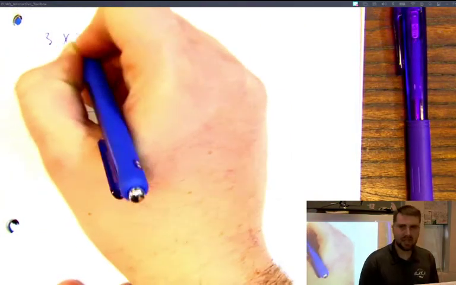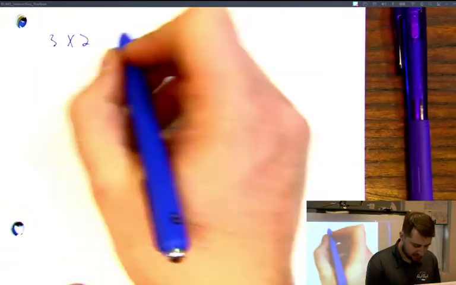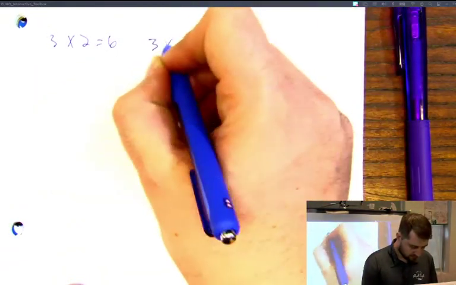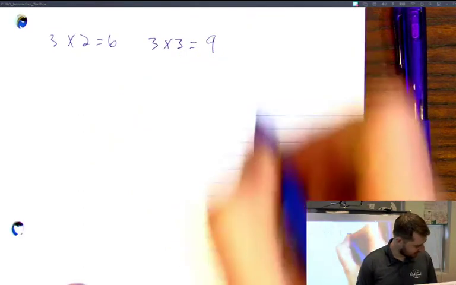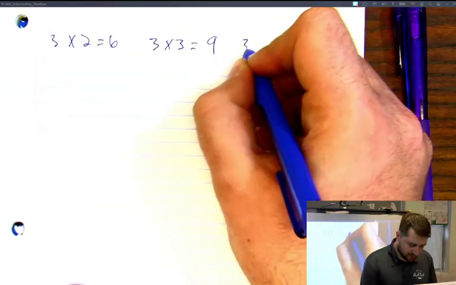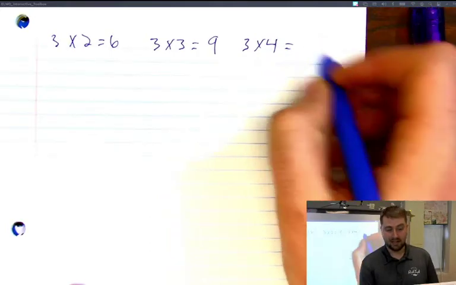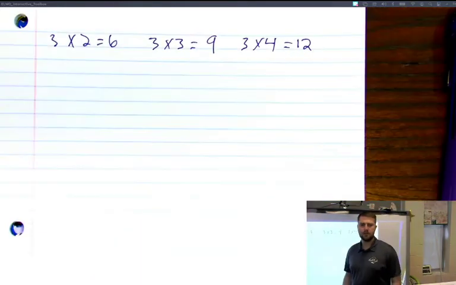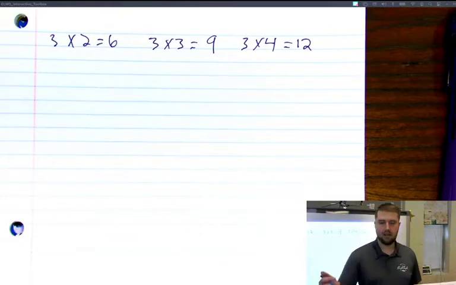Before we multiply decimals, I want to see if we can multiply some whole numbers. What is 3 times 2? That's right, 3 times 2 is 6. What is 3 times 3? 3 times 3 is absolutely 9. And what is 3 times 4? That's right, 12. So we know how to multiply numbers. These are all whole numbers. Now we're going to get into decimals.